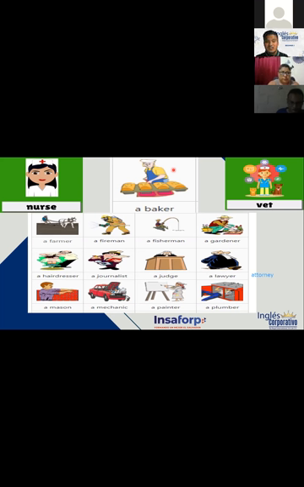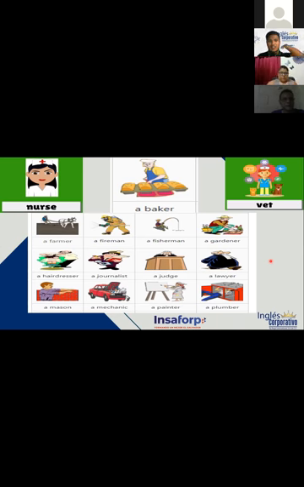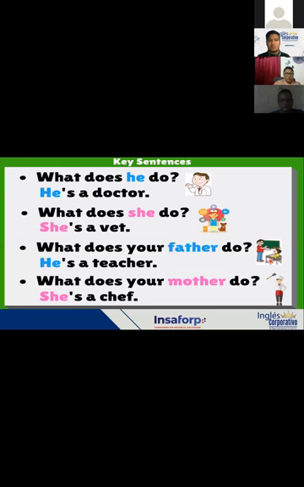I don't know if you understand that. Attorney. So remember that difference, guys, because that might help you if you speak with someone, and probably someone can ask you about it. And now you already know what's the difference between they both.